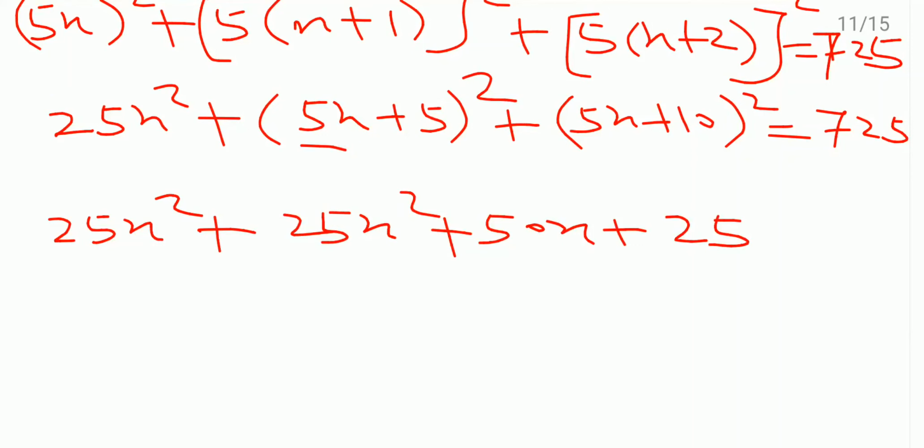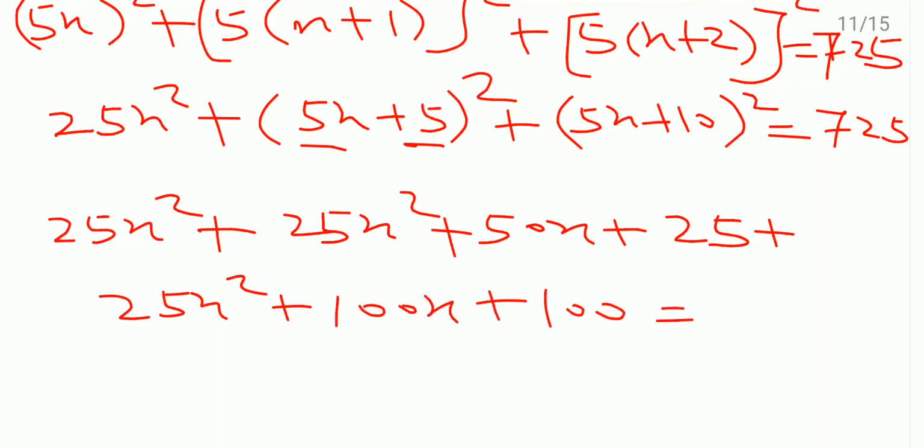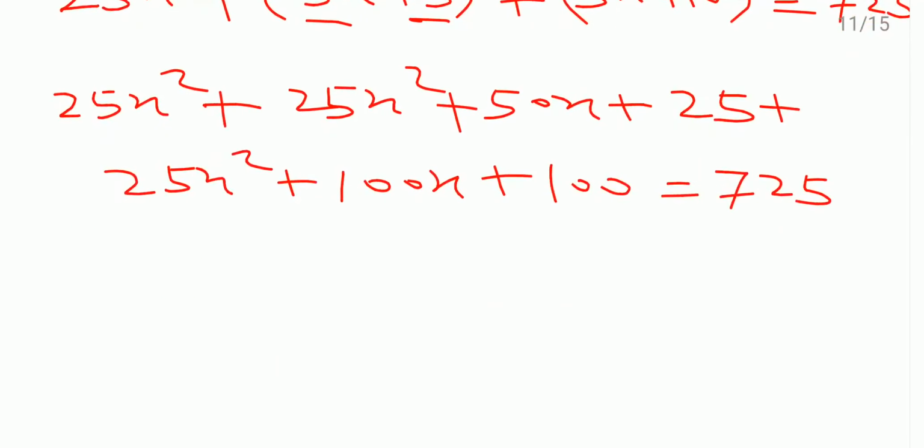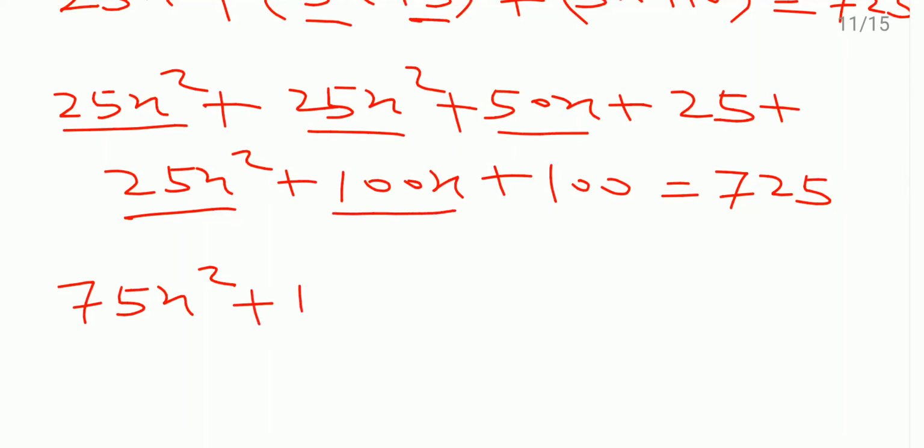What I did? I am using the (a plus b) square identity. Now 5x square once again, 25x square plus 50, and this is 100x plus 10 square is 100, which is equal to 725. Now see here, 25 once, twice, 3 times. So it is 75x square. This is 150 plus 150x. 25 and 100 plus 125.